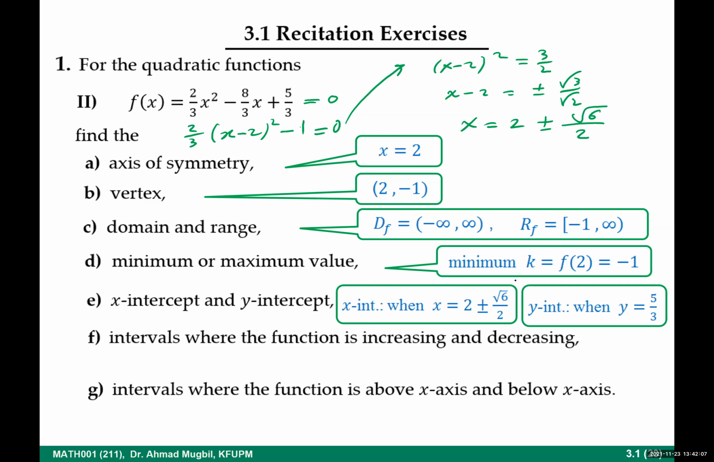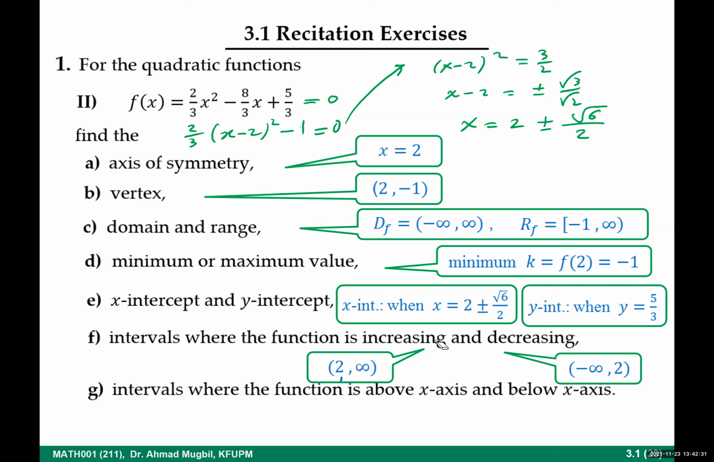Now, where the function is increasing and decreasing, how can you know that? You can know from opening up or down. Does it open up or down? Up. What is the vertex? The vertex is (2, -1). So it is decreasing from -infinity to 2 and increasing from 2 to infinity.